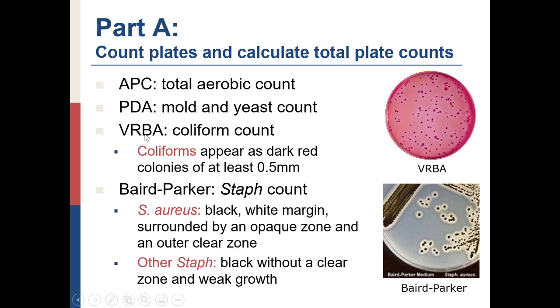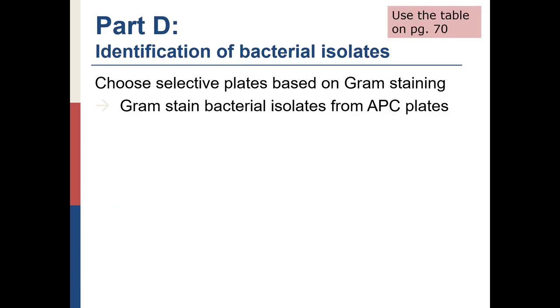For VRBA, which is for your coliform count, coliforms are going to appear as dark red colonies of at least 0.5 millimeters. For Baird-Parker, this is for your staph. Staph aureus is going to be black with a white margin around it, kind of like a halo. Other staph are going to be black without this clear zone, and they're going to have a smaller amount of growth. So it's selective for staph aureus. It's going to allow that one to grow the best.